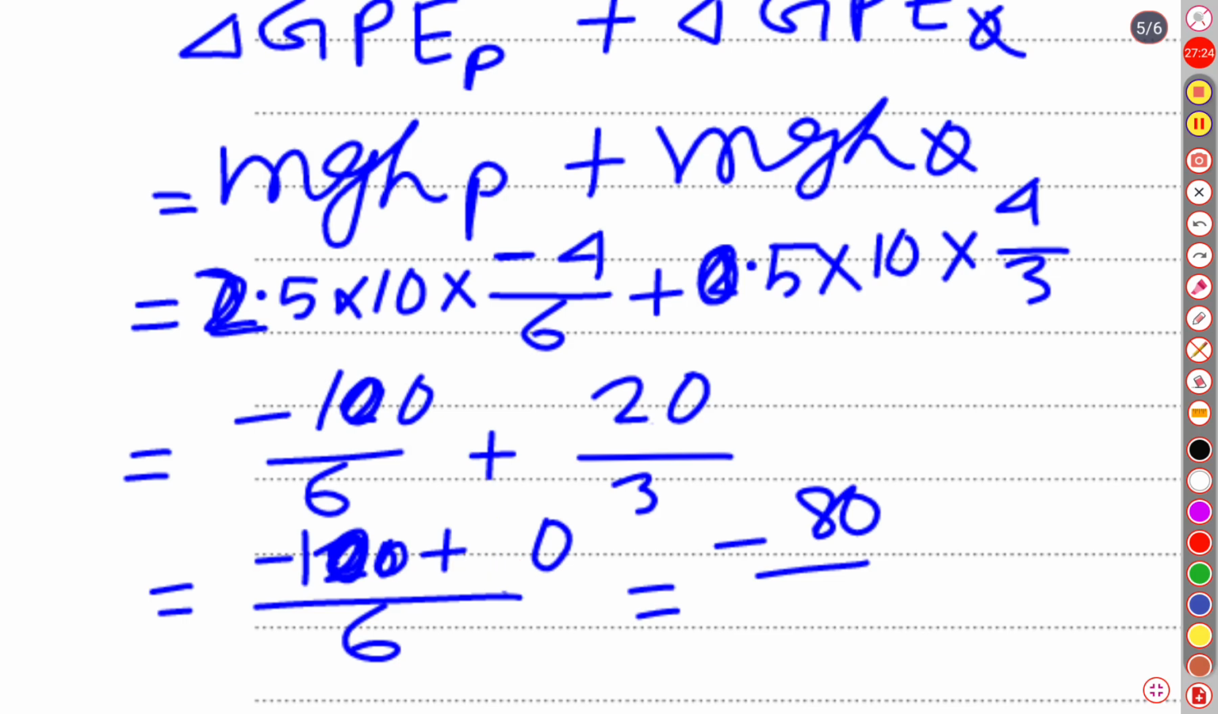Because 3 twos are 6, it is 40. If we subtract, 40 minus 100 is negative 60. Negative 60 over 6 means negative 10. Negative 10 is the total change in GPE.